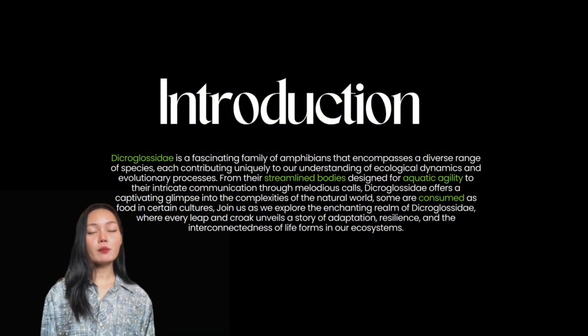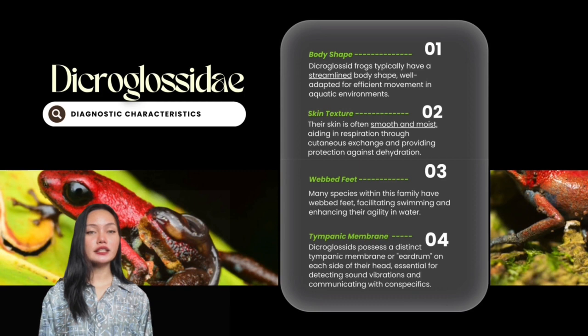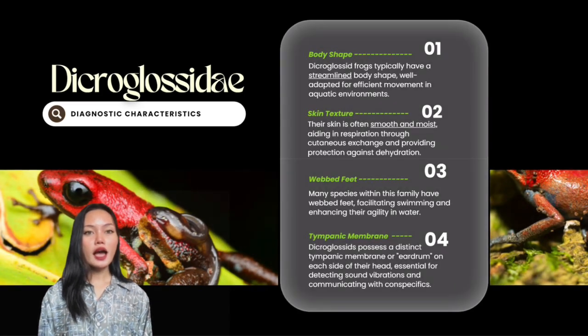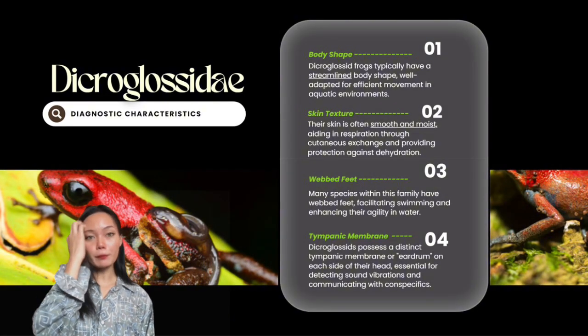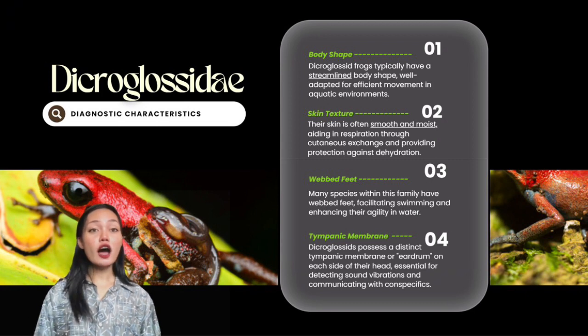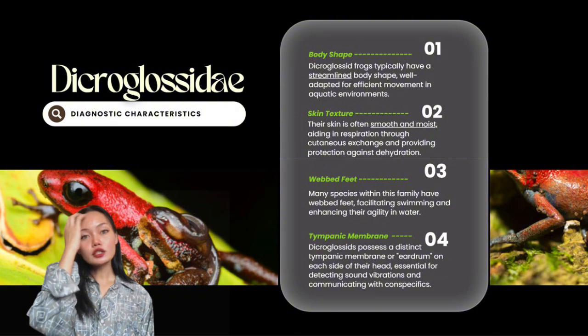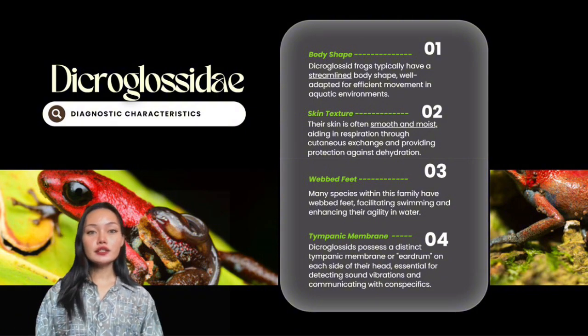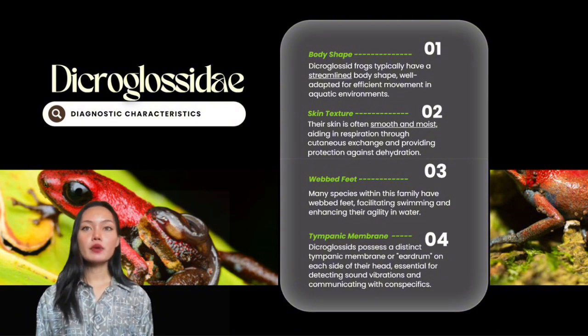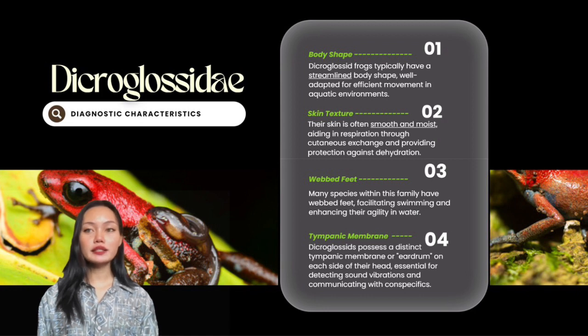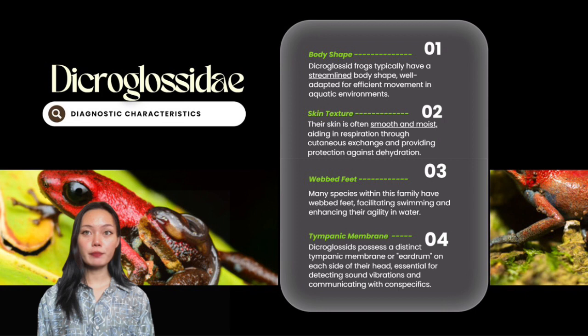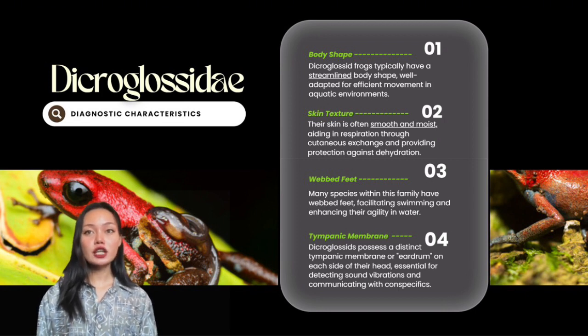So here are some of the diagnostic characteristics of the Dicroglossidae, and this example is a Ferner's fang frog, which is the assigned species for me. The first is their body shape. As we can see in the picture, they typically have a streamlined body shape, and they are adapted for efficient movement in the aquatic environment.